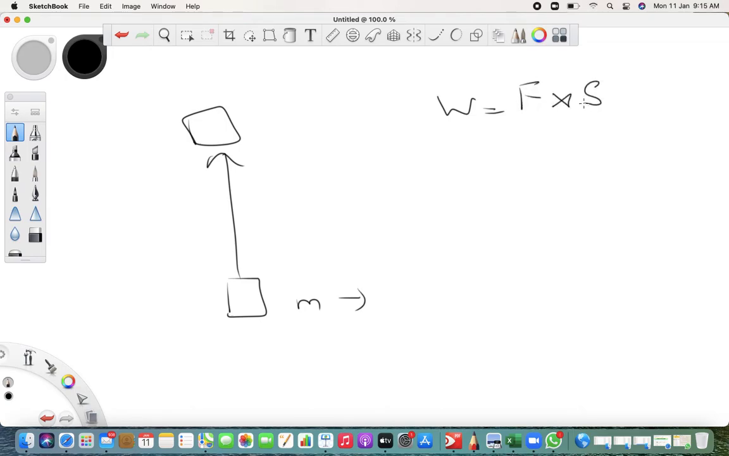Let's say you are taking an object whose mass is m. So basically you are doing some work to take it from one place to another, right? So W is equal to F into displacement. Now here your displacement is what? That is your height. So here your displacement is your height.